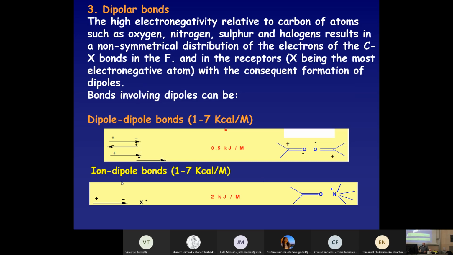There is also another type of this bond called the ion dipole. Ion, because if you have a quaternary permanent positive nitrogen atom, this positive entity can interact with a partial negative oxygen of, for example, a ketone.